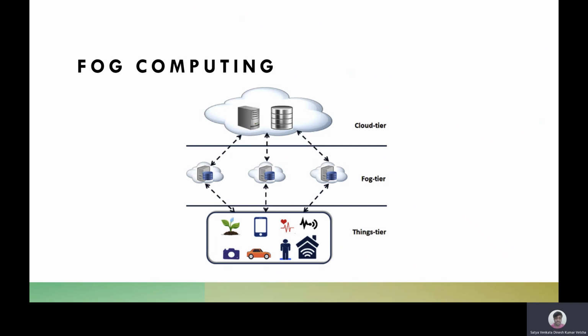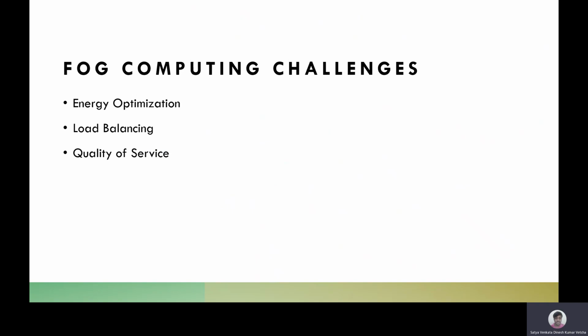But even though fog computing has low latency, it is consuming higher energy, and this has to be optimized. The load on the fog data centers has to be equally distributed so that nodes do not get overloaded or underloaded. That's the reason many researchers have worked on load balancing algorithms. These are the fog computing challenges researchers mostly worked on: energy optimization, load balancing, and quality, providing a good quality of service, that is, improving quality of service by using SLAs.